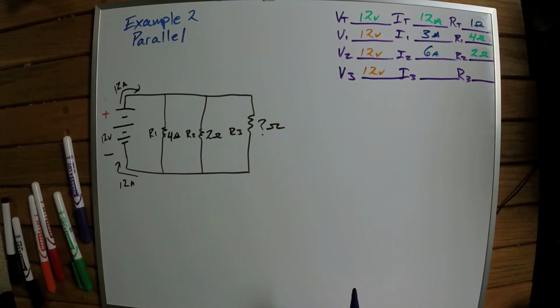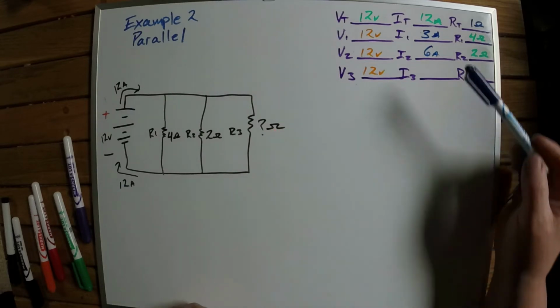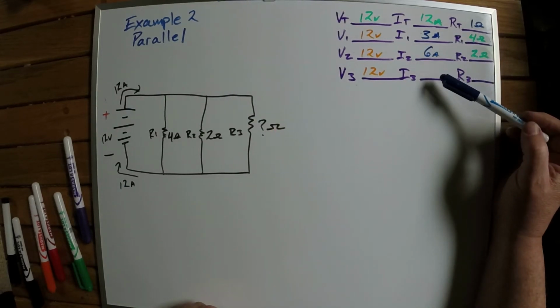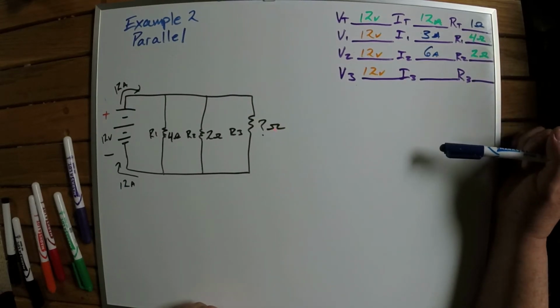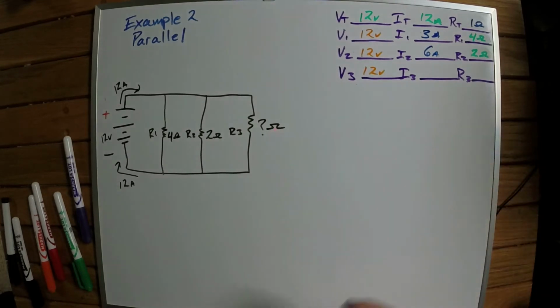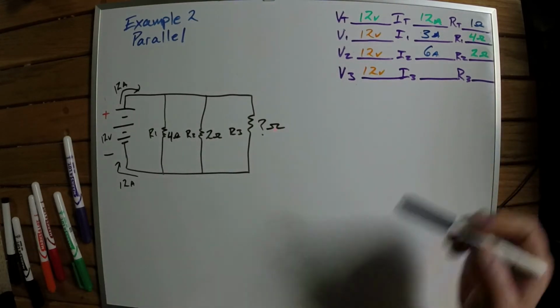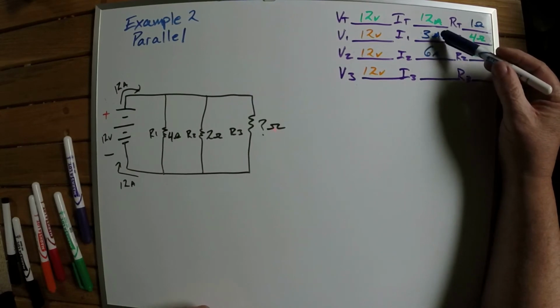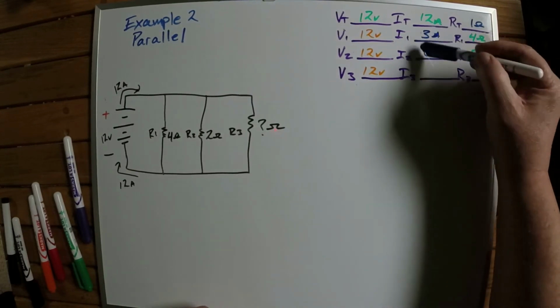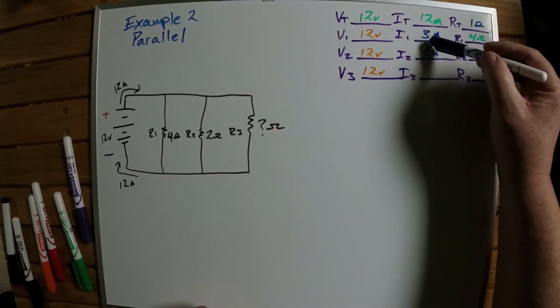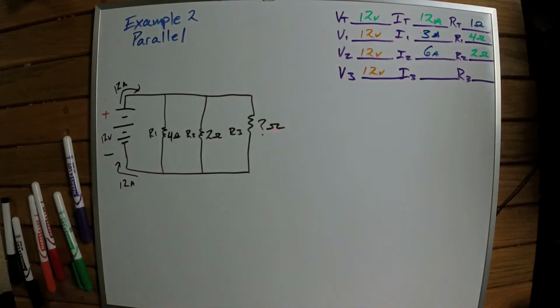So there's a couple of different ways that we can go about calculating this one. The easiest way would be to figure out how much amperage is left over. Remember, amperage is additive in a parallel circuit. So 6 plus 3 is 9. If we have 9 amps here, all we have to do is subtract 9 amps from 12 amps, which gives us 3 amps.